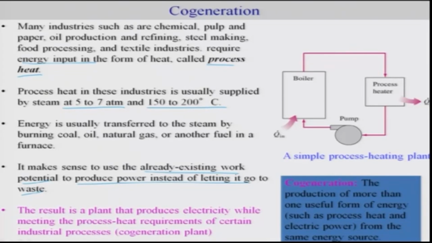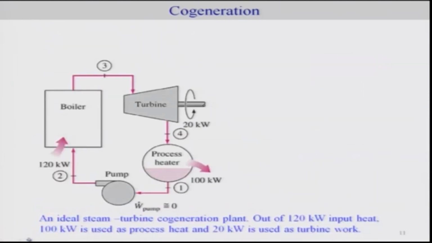And this kind of combined effort, a plant, is called a cogeneration plant, where while you produce electricity, you also make use of process heat for certain industrial applications. So, this is an example here. This is a complete process heating plant, a very simple one. The boiler directly heats the steam, and this heat generated is used in some process heater. So, this QP is nothing but your process heat.